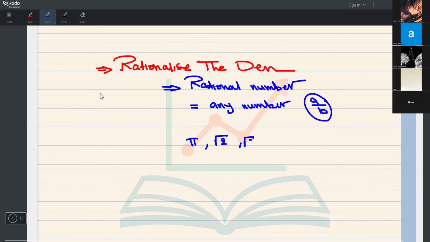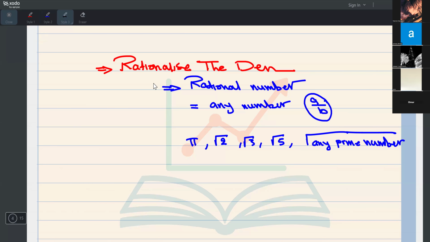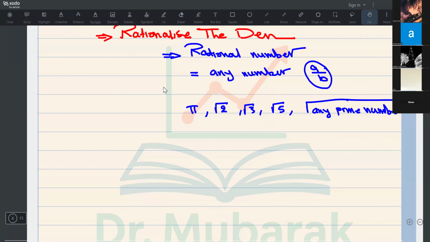Root 3, root 5, or we can say root any prime number. The square root of any prime number is not rational, it is irrational. So pi, root 2, root 3, root 5, and the square root of any prime number are irrational numbers. So if we have this question, 2 over root 3.